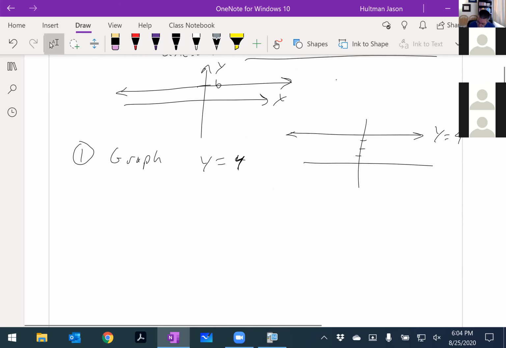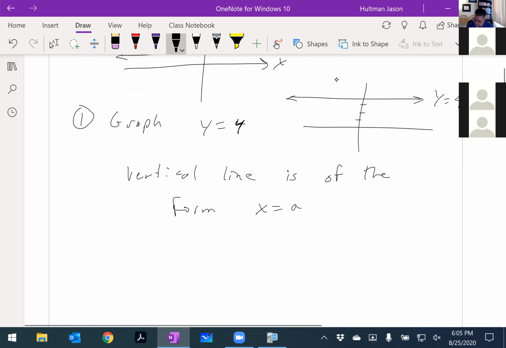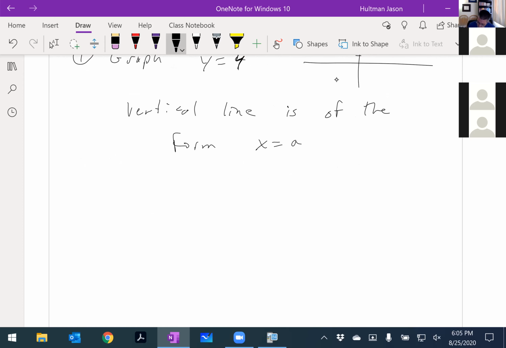Alternatively, what is the vertical line? A vertical line is of the form x equals a. So if we're out here at a, then that's the line x equals a.